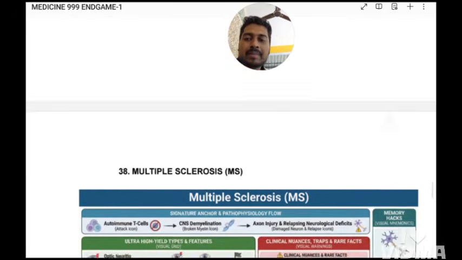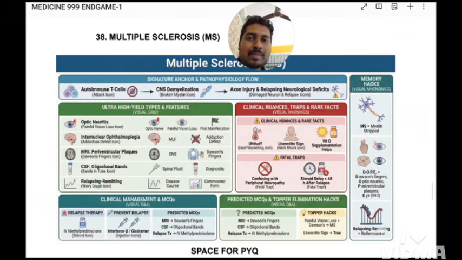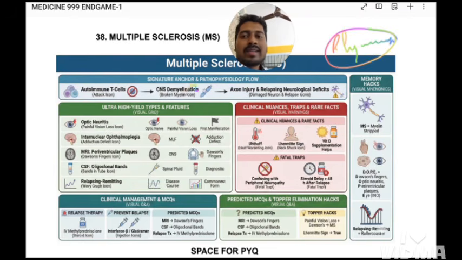Yes, we'll go to the next topic, that is multiple sclerosis. So multiple sclerosis is totally different. This is where the myelin sheath is involved. The DDs of multiple sclerosis are basically GBS, those demyelinating polyneuropathies. Basically it comes under the polyneuropathy heading, a broad heading.